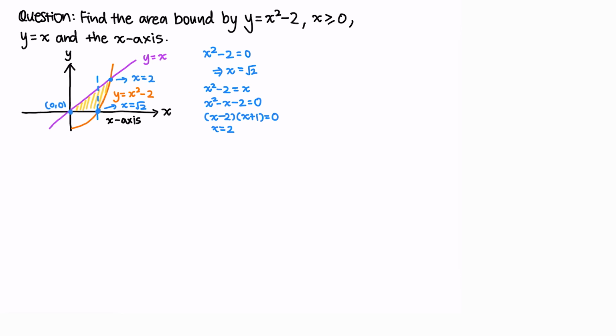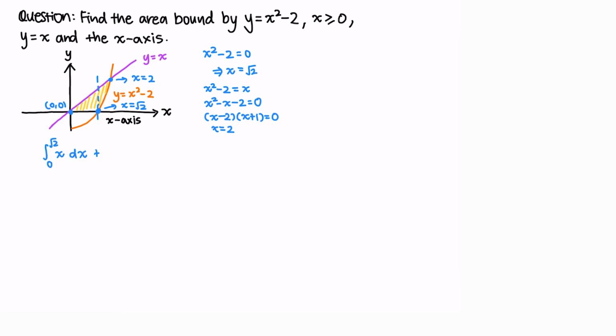So let's start our integration. Let's find the first part of the area, this green part over here. If you look at this, it is simply just the area under the curve y equals x. And since this is above the x-axis, we can just take the definite integral of x. And the bounds are going to be here, 0 and root 2.